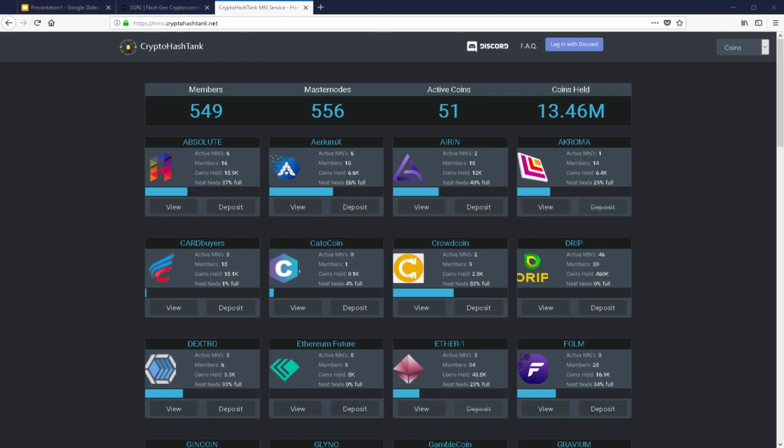For every coin there, it shows you the active masternodes, the members, the coins held, the next node. As far as the next node goes, do you have to wait until it's 100% if you deposit your coins? Is that how they work it? Does that cause any kind of weird situation sometimes, where everyone's hesitant to deposit when it's at 1% or 5%, and then when it gets to 50, everyone tries to jump in? Well, each coin has its own discussion on the Discord.